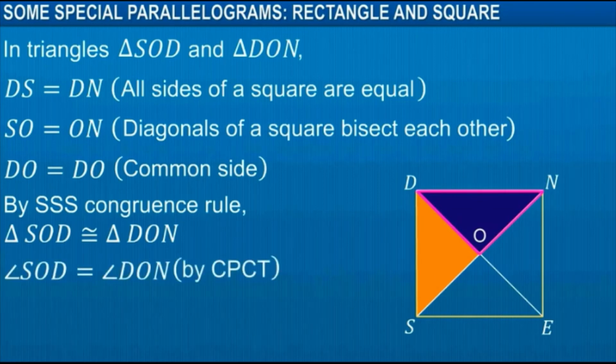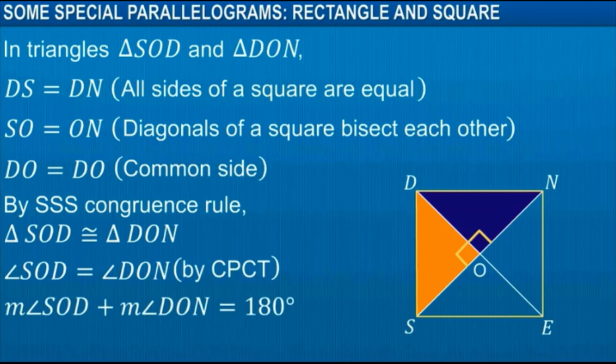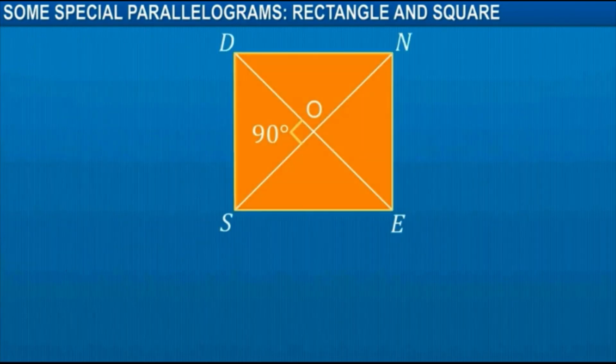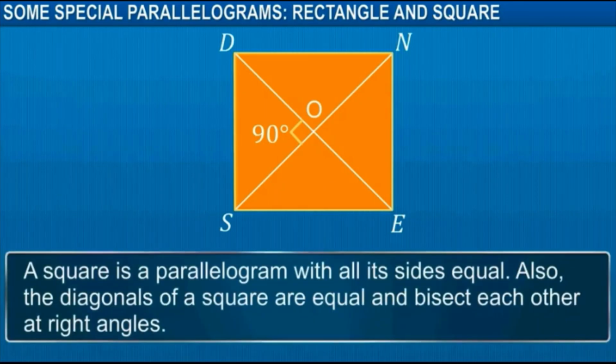Thus, by CPCT, angle SOD is equal to angle DON. Also, these angles form a linear pair. This implies that angle SOD is equal to 90 degrees. Thus, the diagonals of a square intersect each other at right angles. So, a square is a parallelogram with all sides equal in length and diagonals that are equal and bisect each other at right angles.